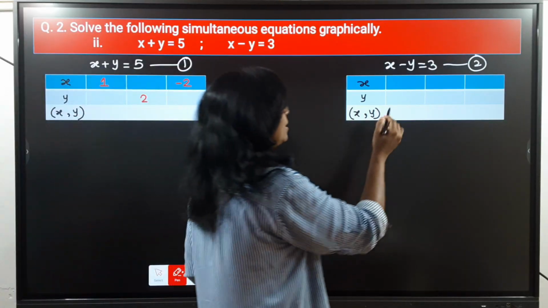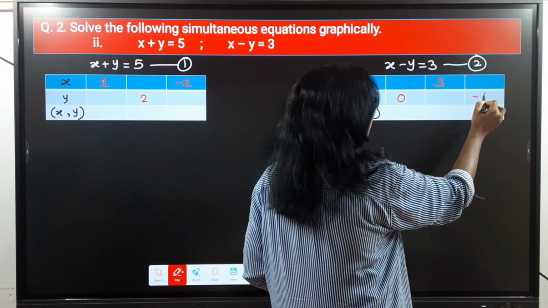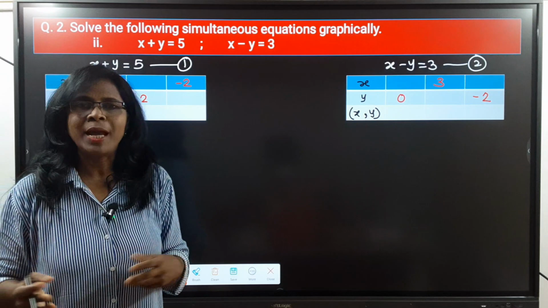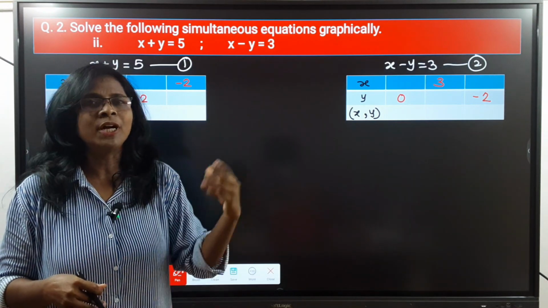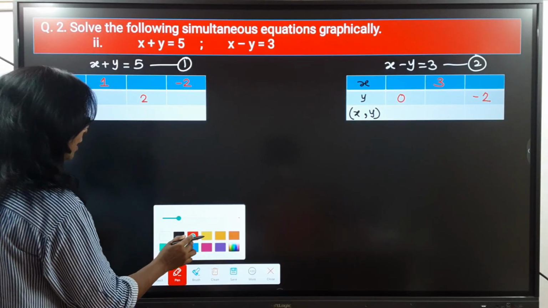Then here, as well as here, I write down y is equal to 0, x is equal to 3, and here y is equal to negative 2. In such a way we can write down any value for one variable and find out the value of the other variable. Okay, students, so let us find out the value of the other variable.